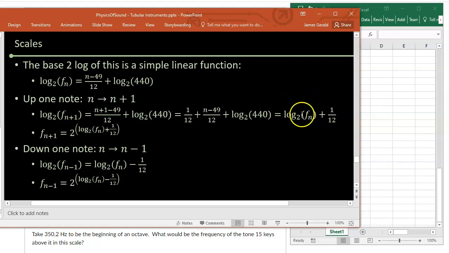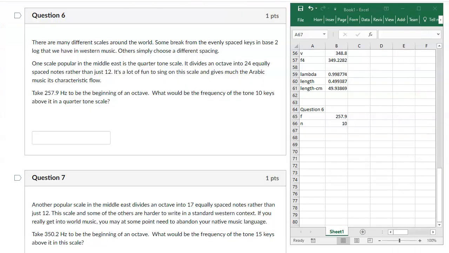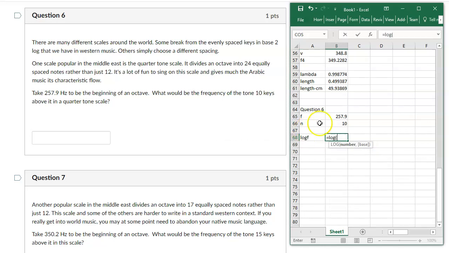So we're going to take the log of the frequency. We're going to add the number of 24ths we need to go up that number of keys, and then we're going to go back the other way to get to the frequency. So let's take a look at that real quick. Okay, so what's the log of the frequency? Log F. Log base 2, remember base 2, you just do log of the number comma 2 because the base is an option out there.